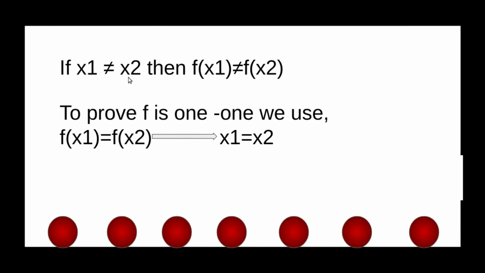Now if x1 is not equal to x2, then f of x1 is not equal to f of x2. This is the condition for one-one function. Different elements x1 not equal to x2, their images are also different, distinct. f of x1 is not equal to f of x2. To prove f is one-one, we use its contrapositive method.